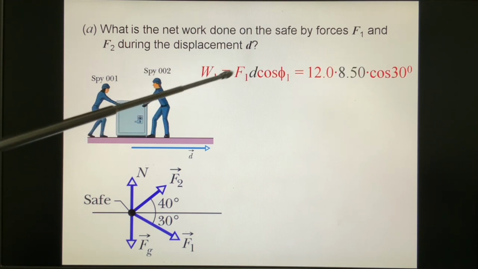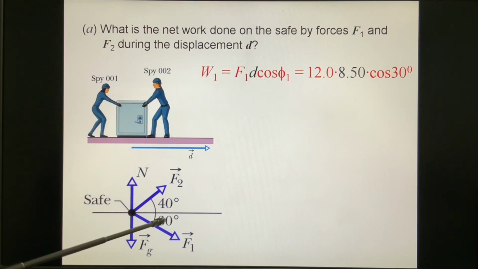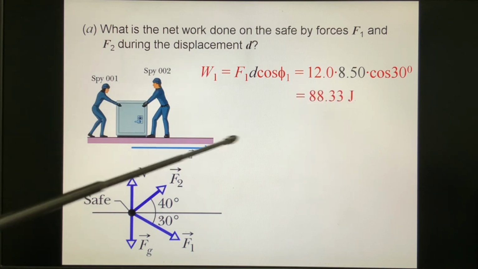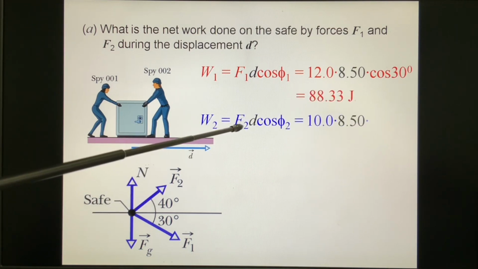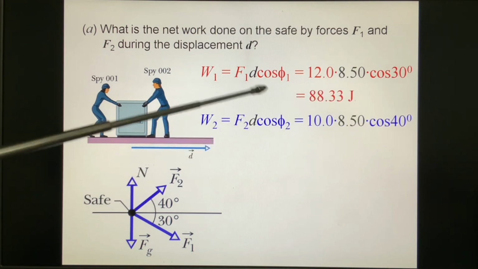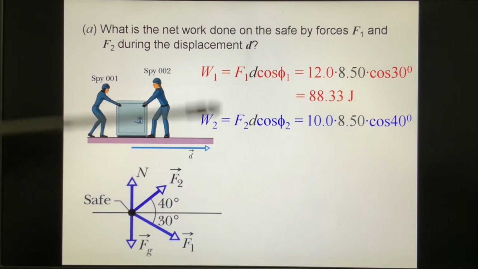W1 is F1 dot D equals F1 D cosine phi 1. Here phi 1 is the angle, 30 degrees. They are positive. This is F2, W2. W2 is F2 cosine phi 2, the component of F2 along the displacement. Okay, so this is what?